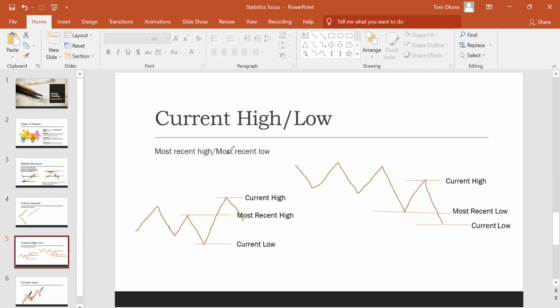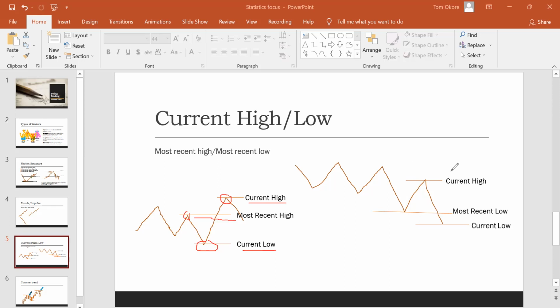As you can see, if a market is moving up like that, down and so on, the last high point it reaches is called a current high. The lowest point it reached is called a current low. And if this was on its way up, then this becomes the most recent high. Please note those terminologies because you will need them. You will need them.